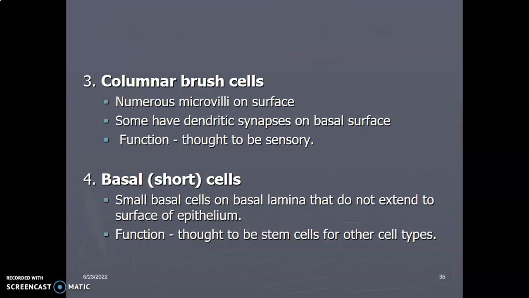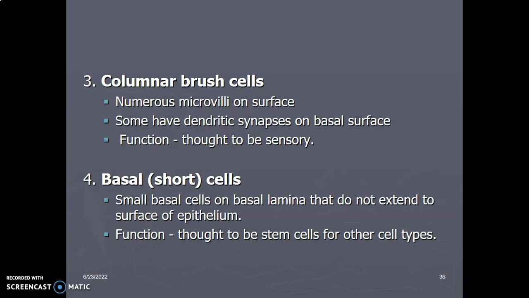Then we have columnar brush cells. Brush microvilli. When you see brush, it means we have microvilli. So columnar brush cells, there are numerous microvilli on the surface, and they have dendritic synapses on the basal surface. Dendritic synapses, so some nerve impulses are being transmitted. So what's the main function? You can guess: sensory.